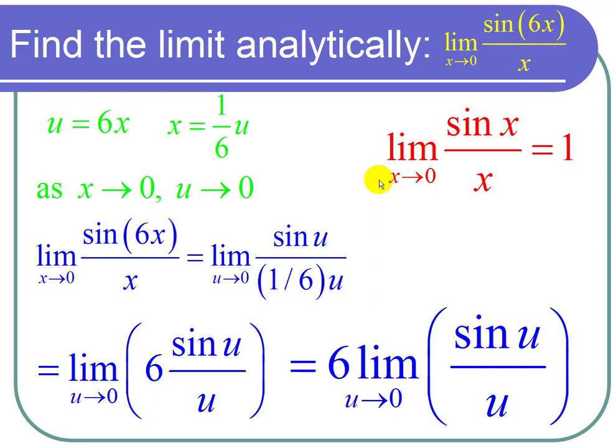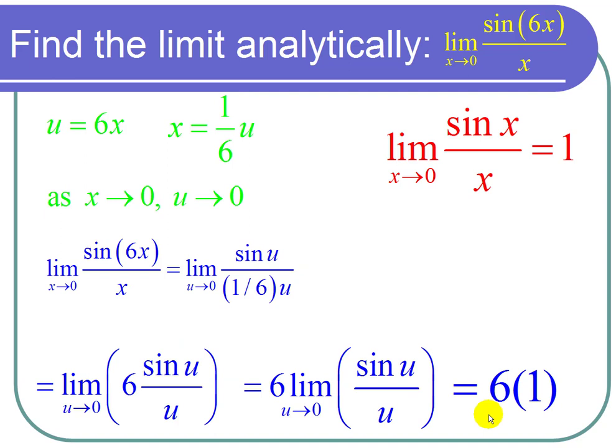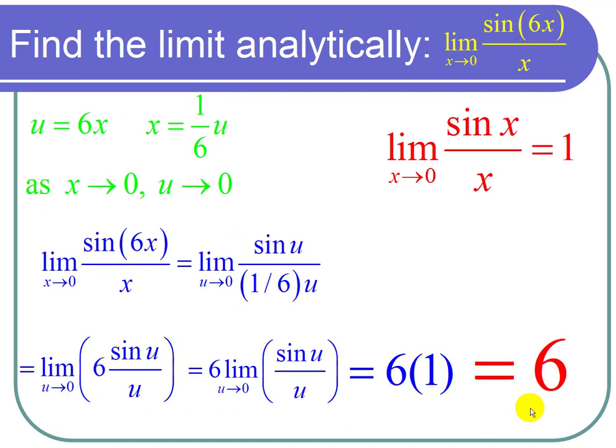So I get 6 times 1, and of course that's equal to 6. So the limit as x approaches 0 of the sine of 6x over x is equal to 6. And I'm done with the problem.